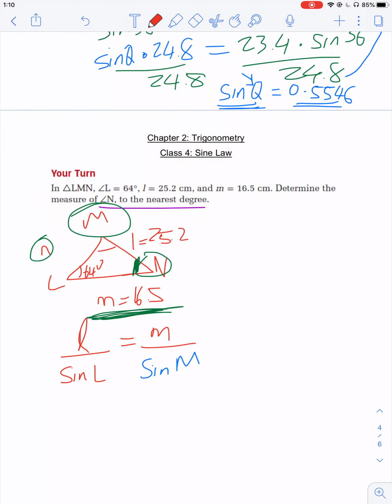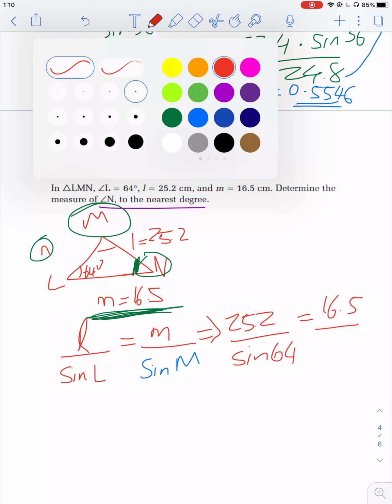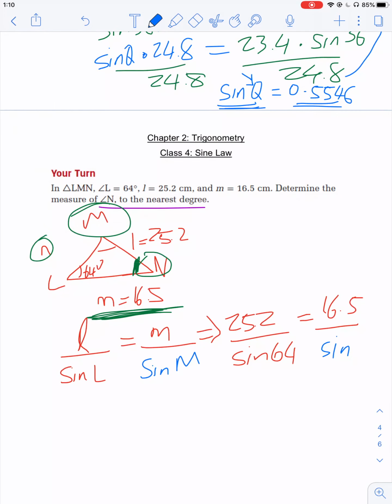So when you cross multiply, let's fill in the information. So then small l is equal to 25.2, sine of my angle L is 64, and this is equal to small m, which is 16.5, and then sine of m. So as you can see, 25.2 is bigger than 16.5, right? So 64 will have to be the bigger angle. M, when I solve everything, m will be less than 64.